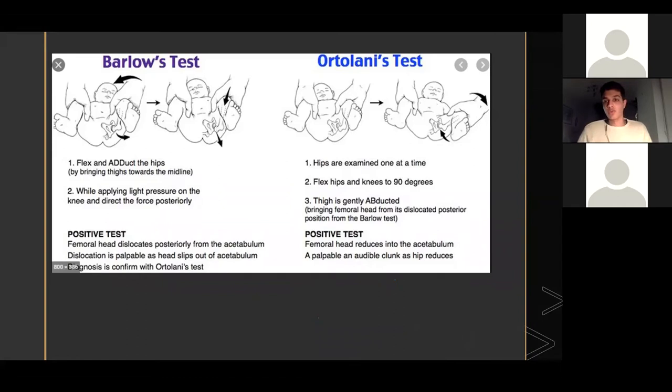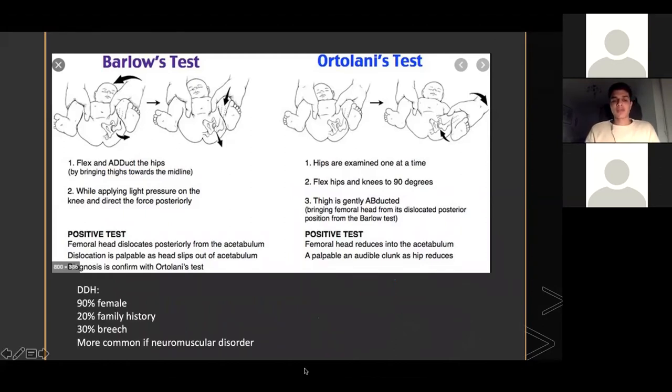A normal hip will not dislocate. A normal hip will be rock solid in the joint. If you've got developmental dysplasia of the hip, then the femoral head will pop out the back and posteriorly dislocate. Right, so with developmental dysplasia of the hip, 90% of them are female, 20% have a family history, and 30% are breech presentation. And they are more common if you have a neuromuscular disorder, like muscular atrophies and things like that, which is logical. Interestingly, how female dominant the condition is. And the breech presentation makes sense, doesn't it? Because of the positioning of the baby and the amount of trauma, how difficult the delivery might be.